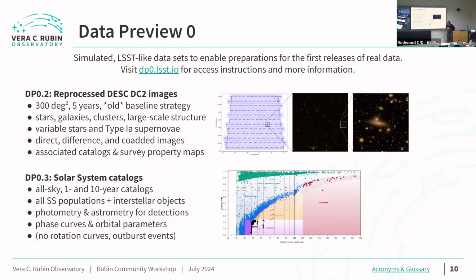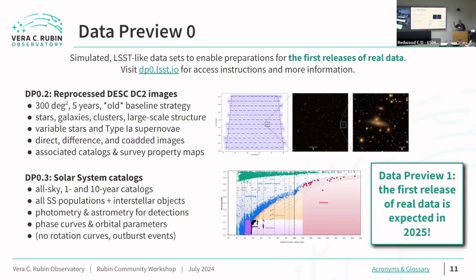And here we see a standard solar system plot of eccentricity versus semi-major axis for the various solar system objects.